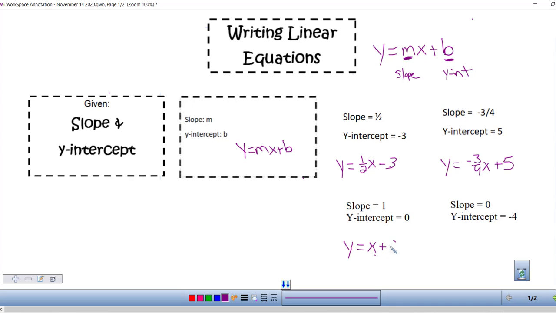And then same thing with plus 0. When we graphed, we don't see that plus 0. It's not needed. So we can just leave this as y equals x and know that the slope is 1 in front of the x and the y-intercept is 0.